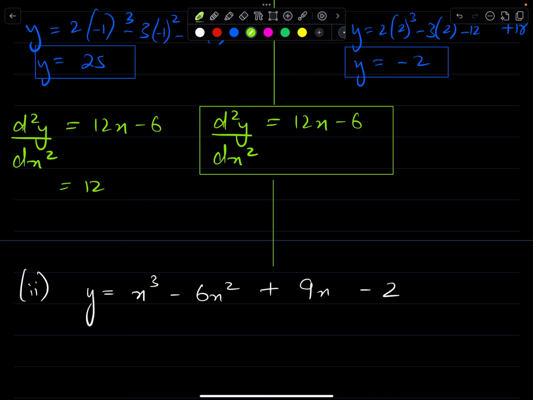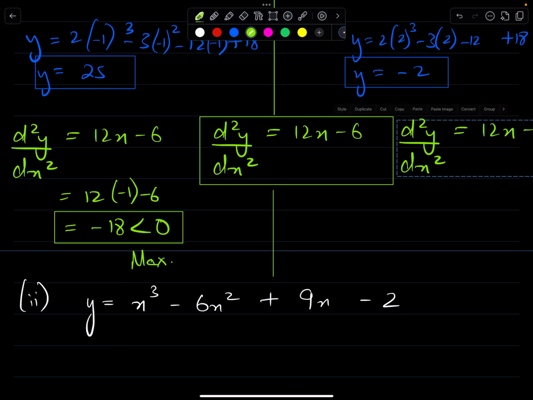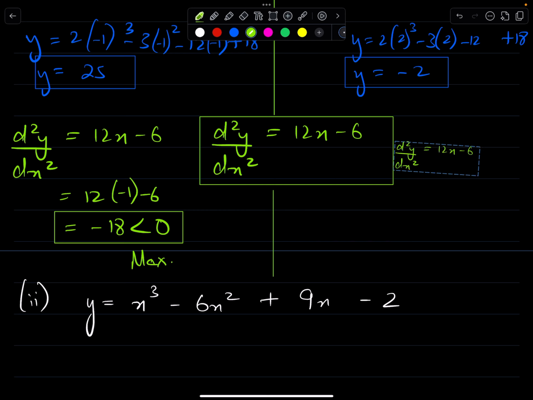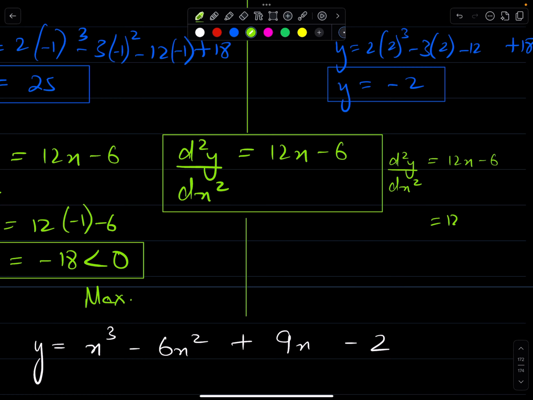Is equals to 12 minus 1 minus 6 is equals to minus 18, which is less than 0. Thus, it's a maximum point. In this case, rather in this case, where x is 2, it's gonna be a minimum point, since d2y over dx square is greater than 0.